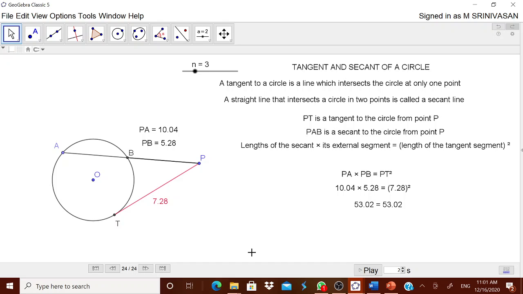Therefore, this is a dynamic worksheet where a child can understand what is the difference between a tangent and a secant, and what is the connection between the length of the secant and its external segment with the length of the tangent segment from an external point. The theorem can be proved in the class, but the result can be verified using this dynamic worksheet.